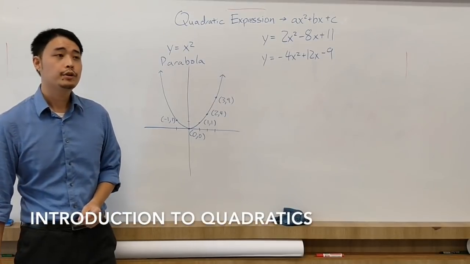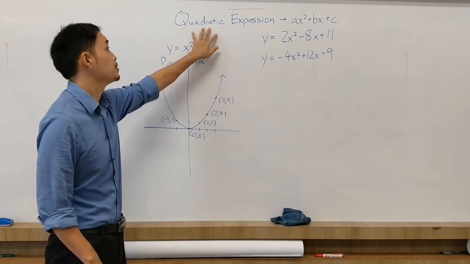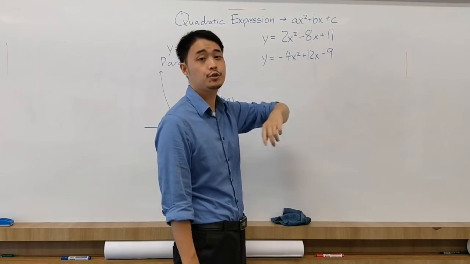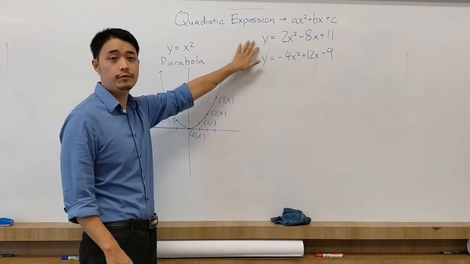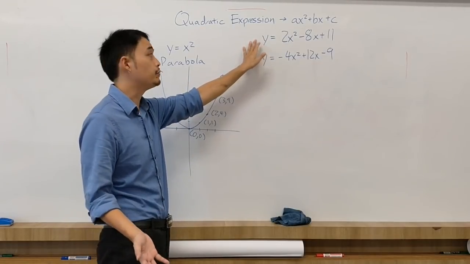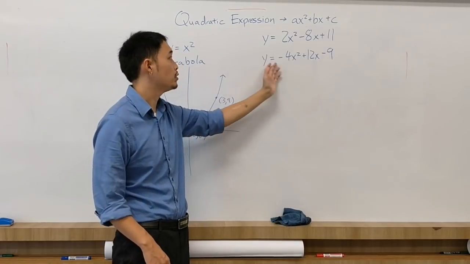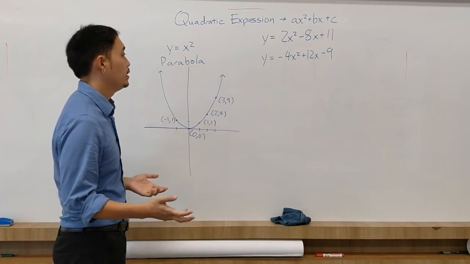Hey guys, today we're going to talk about a new topic, which is about quadratic expressions. Quadratic expressions are expressions in the form of ax squared plus bx plus c. Now these are some examples of quadratic expressions. I'm sure you've seen them before. y equals 2x squared minus 8x plus 11, or y equals negative 4x squared plus 12x minus 9.